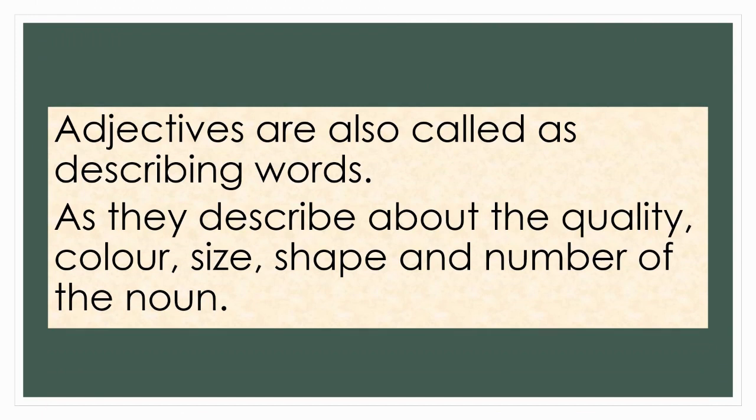Adjectives are also called describing words as they describe the quality, color, size, shape and number of the noun. Describing means telling. An adjective tells us more about a noun. They describe the quality, color, size, shape and the number of a noun. So they are called describing words. Let's see some examples.